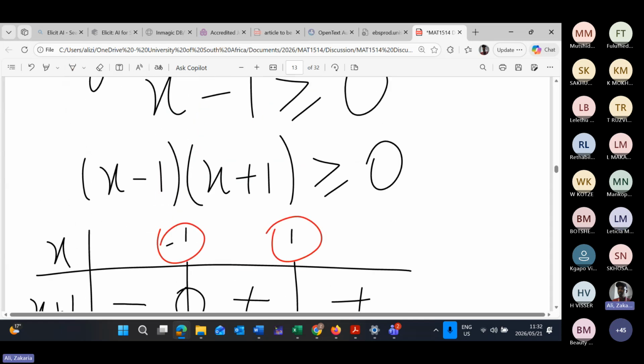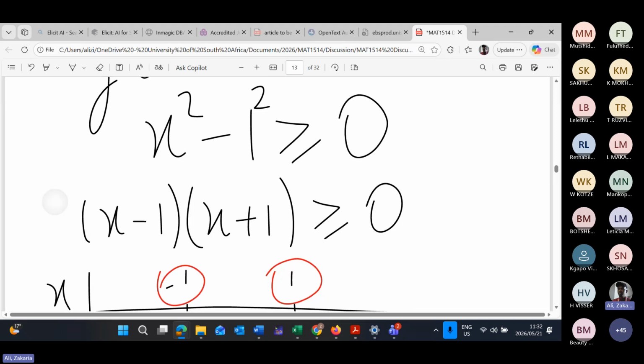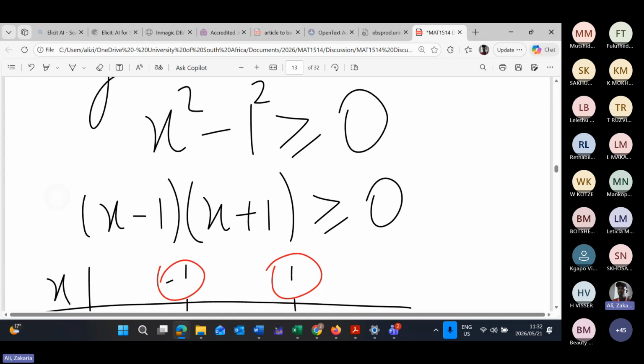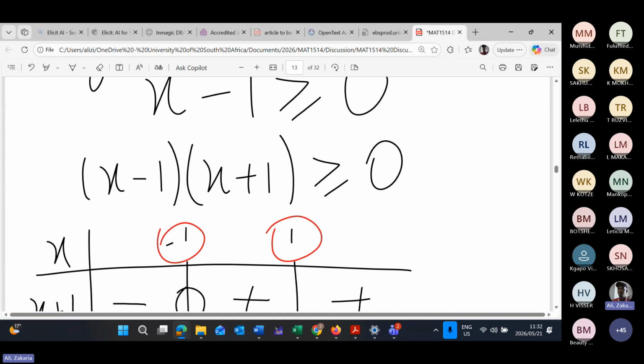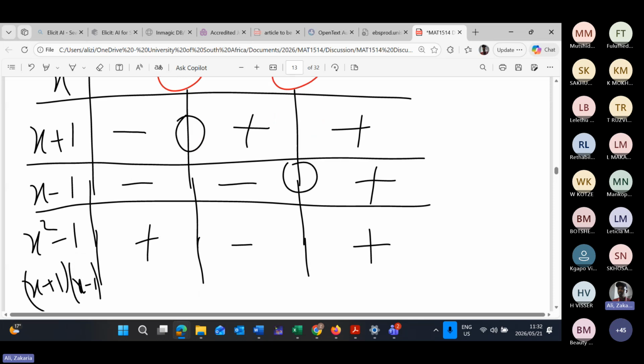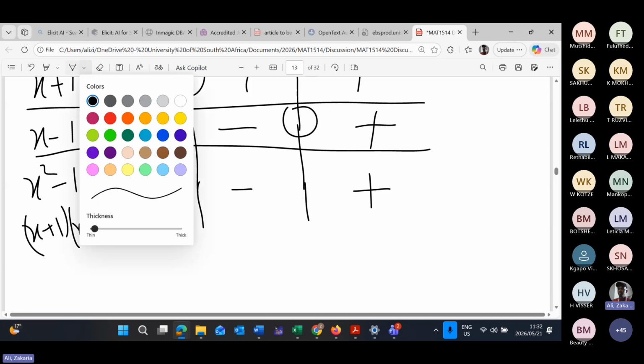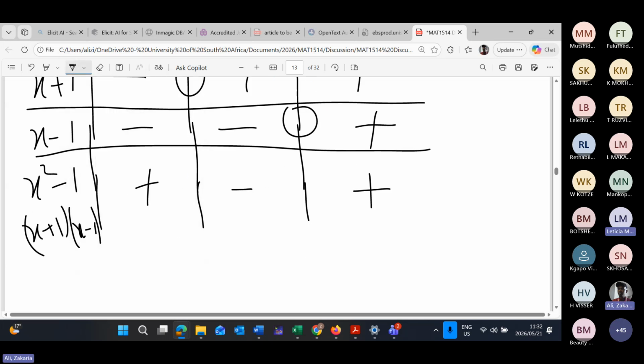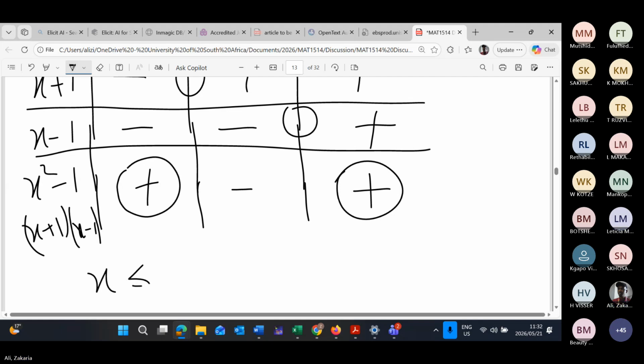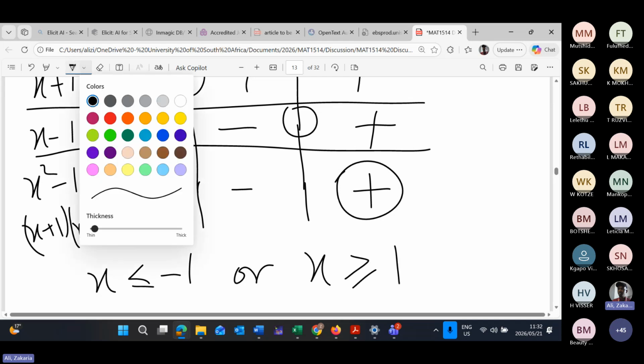Now look at what we want. We said x squared minus 1 must be positive, greater or equal to 0. At the same time, by the difference of squares, x minus 1 times x plus 1 is greater or equal to 0. So we only consider the places where x squared minus 1 is positive. Those x values are below minus 1, or x is greater than 1. So these are the inputs that we look at. This is what gives us the domain.